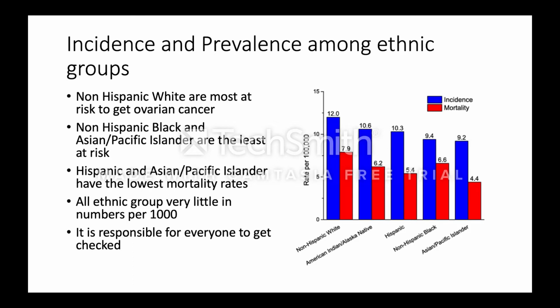Incidence and prevalence among ethnic groups. Non-Hispanic whites are most at risk of getting ovarian cancer. Non-Hispanic blacks and Pacific Islander and Asian are the least at risk. Hispanic and Pacific Islander have the lowest mortality rates. All ethnic groups vary little in numbers per 1,000. It is responsible for everyone to get checked.